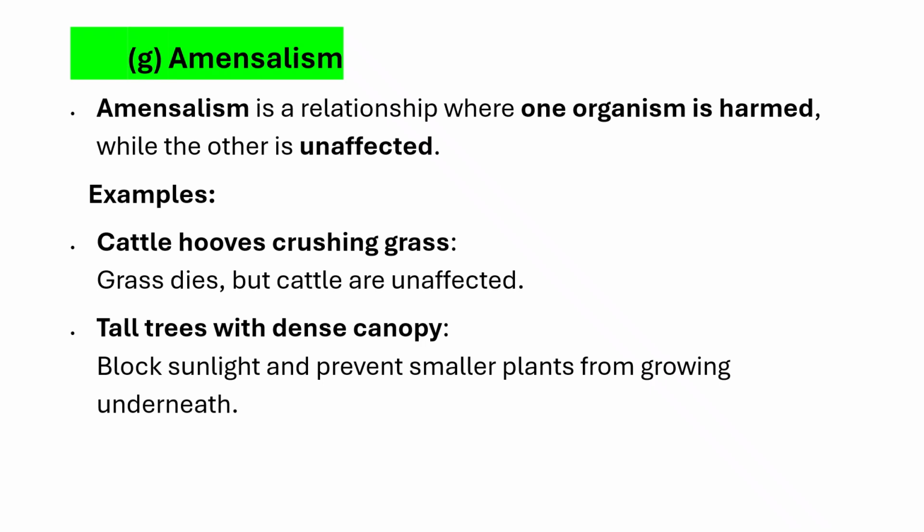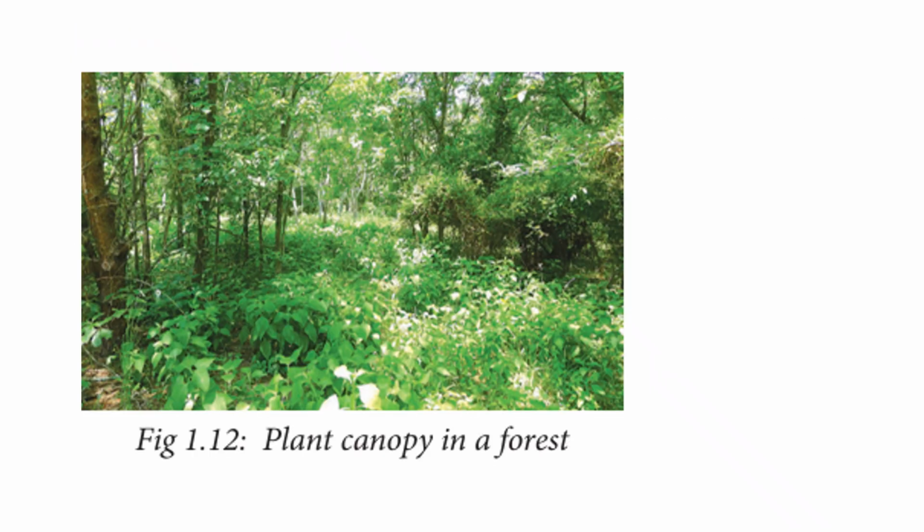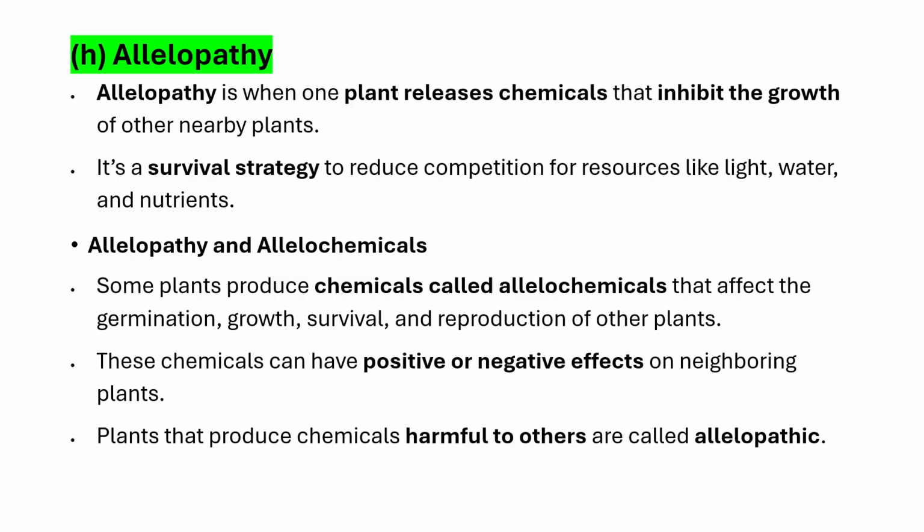So amensalism, you can memorize it or you can understand it: it's an interaction where one species is harmed while the other is not affected. We see here the plant canopy in the forest. In the forest, the tall trees are blocking the underneath plants from getting sunlight.